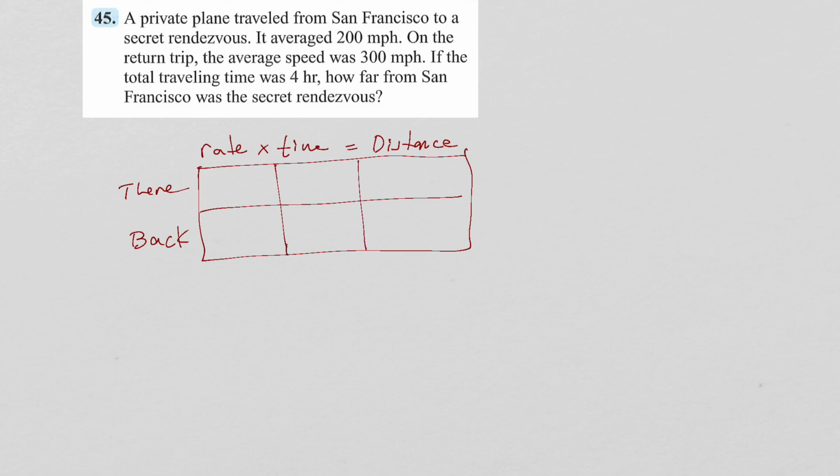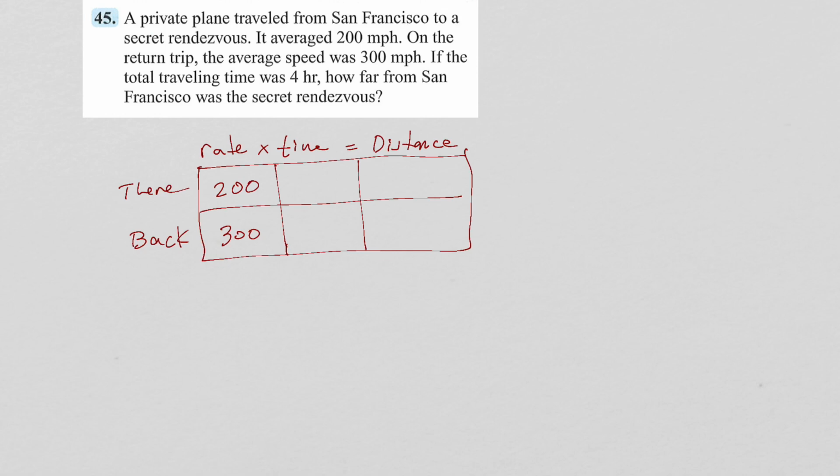Okay, now, on the way there, it averaged 200 miles per hour. So let's put that in. On the way back, it went 300 miles per hour. If the total time traveled was 4 hours, now we don't know what this is or what this is, but we know they add up to 4.